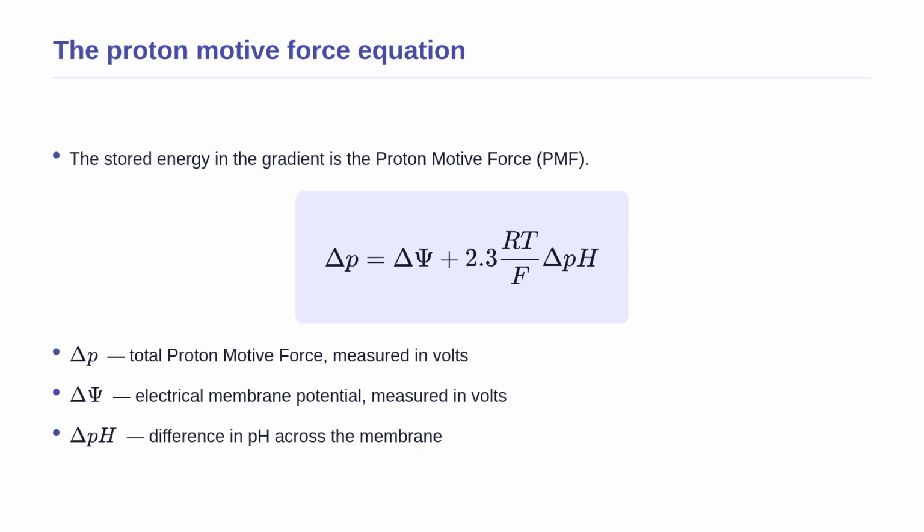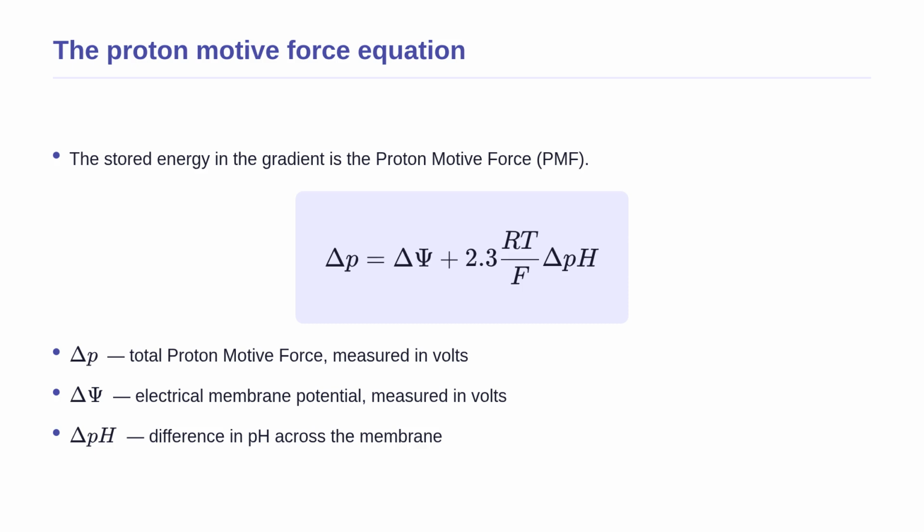Delta P represents the total proton motive force, measured in volts. Delta psi represents the electrical membrane potential, which is the voltage difference across the membrane. The term with R, T, and F contains the gas constant, temperature, and Faraday constant, which converts the chemical gradient into an electrical equivalent. Finally, delta pH is the difference in acidity across the membrane.